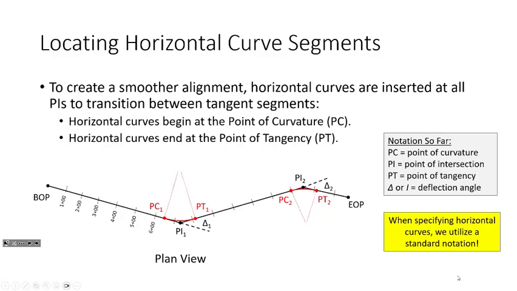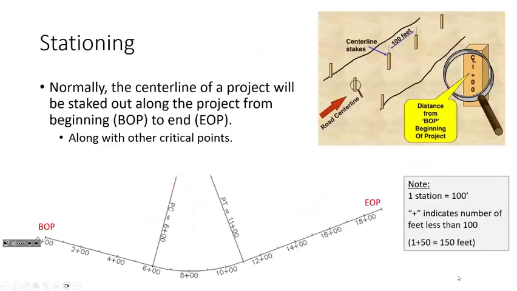I'll admit I am going to use the term delta and I interchangeably. Delta or I represents the deflection or the intersection angle, the angle where those two straight line segments intersect. And I do want to mention right off the bat that we use a pretty standard notation when specifying horizontal curves, and we're going to try to respect that pretty significantly in this course. So I just want to make sure that's mentioned.